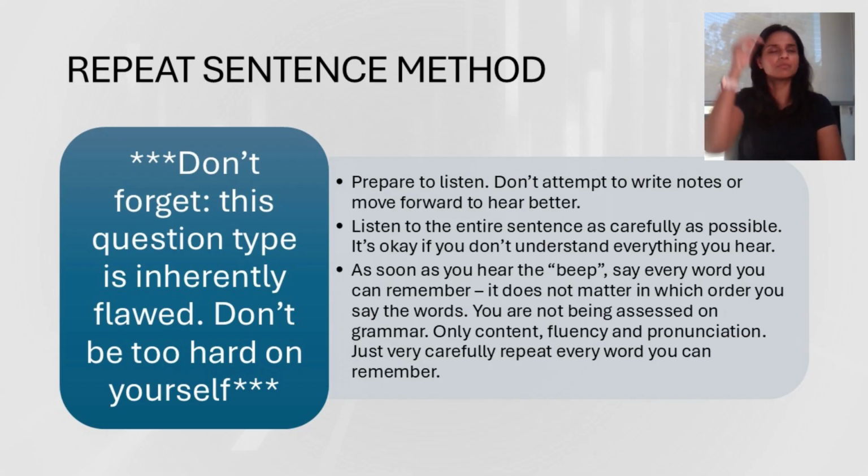For example, if the sentence was John went to the library yesterday and you can't remember the full thing, you say, went John library yesterday went to, AI is still going to catch it. It's not wrong. You have repeated every word in the sentence. They didn't tell me in which order I had to repeat it, right? Again, question type is inherently flawed.